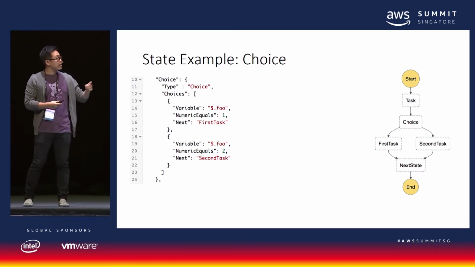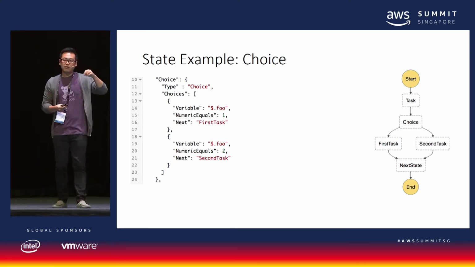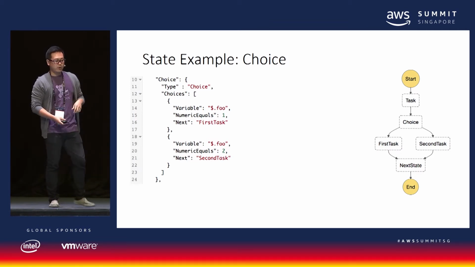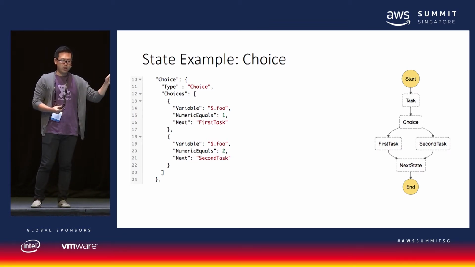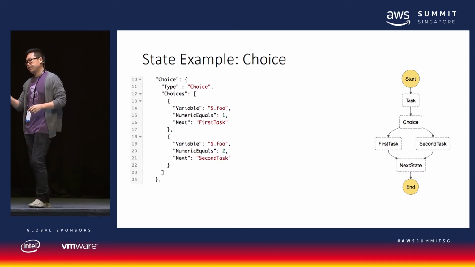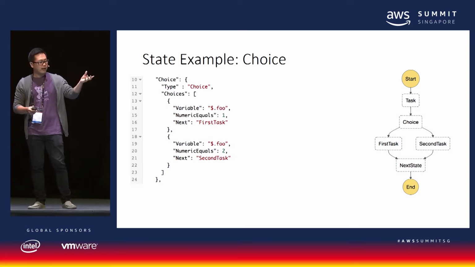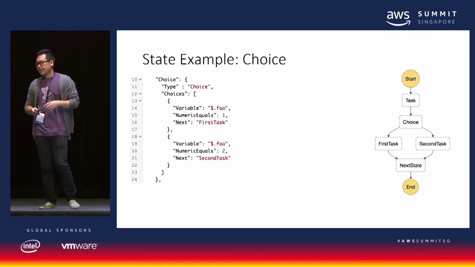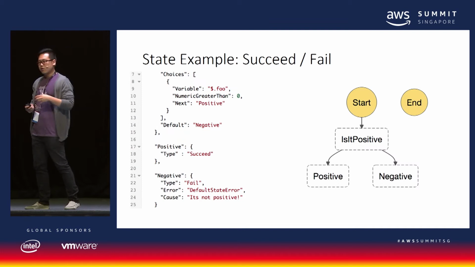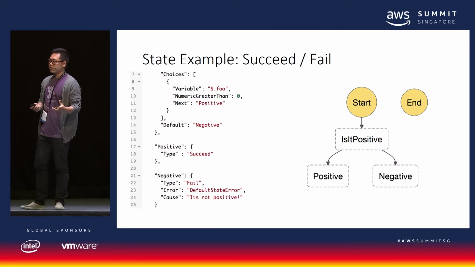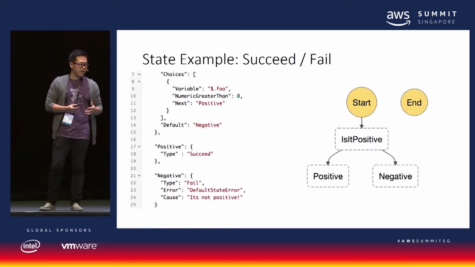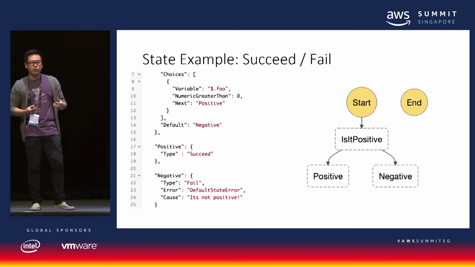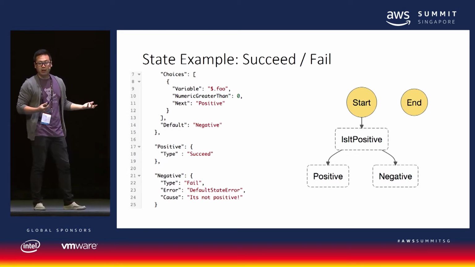And what's happening here is that the task is outputting a variable. In this case, it's going to be a foo variable. So choice will take that as the input, and it will say, OK, if foo is 1, we're going to go to the first task. If foo is 2, we're going to move to the second task. And it'll go based on what's actually output from the task. Next, we have succeed and fail. So nothing wrong with ending your step function with a task. Nothing wrong with that. But it's nice to have a succeed or fail at the end, because you'll get a general overview on whether or not your step functions are succeeding or failing.